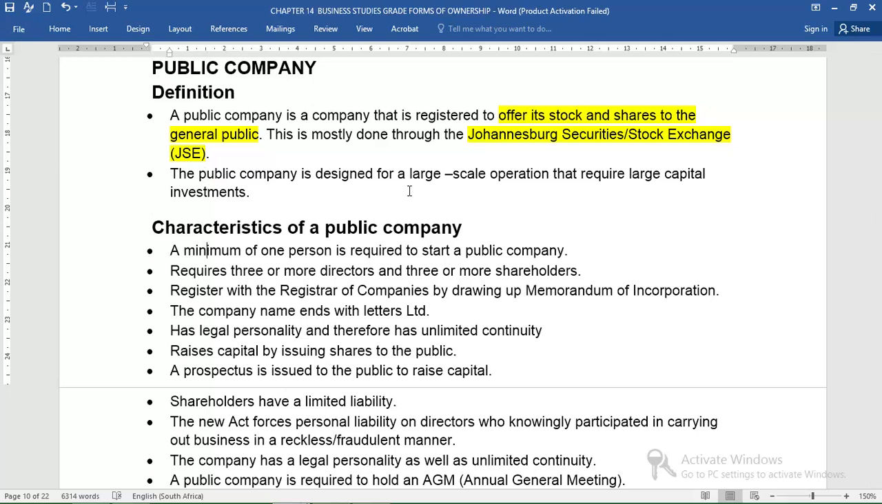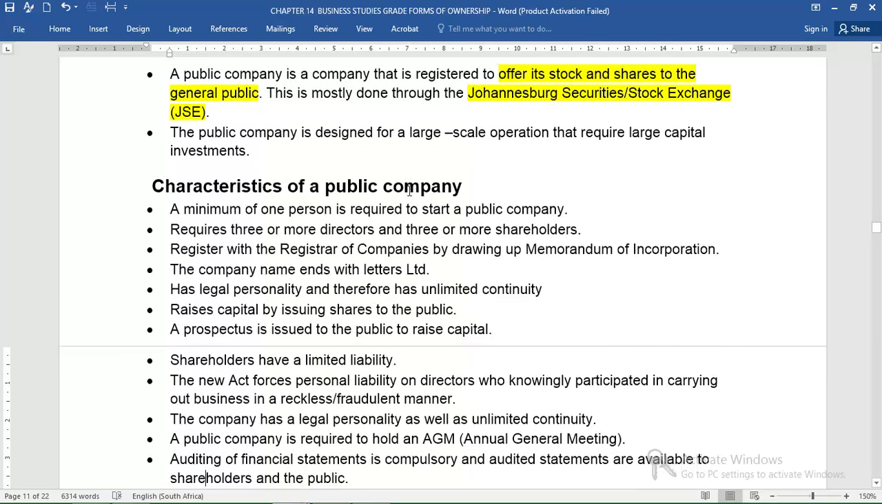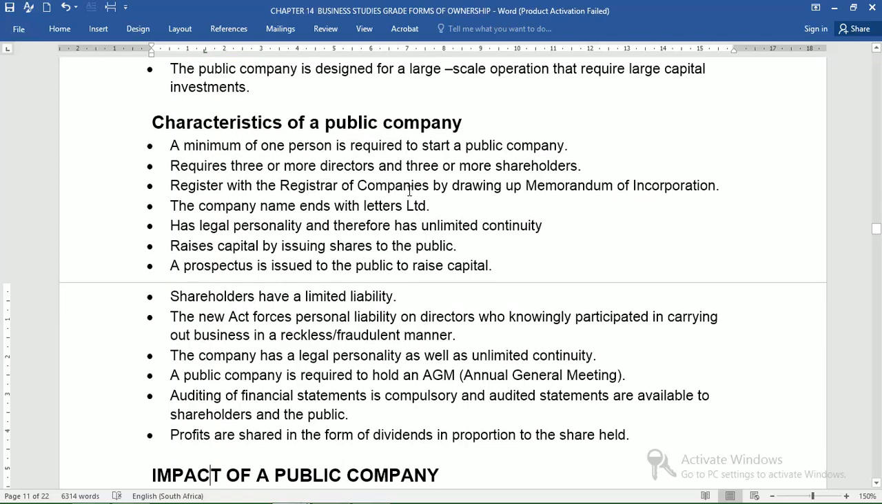Let's look at the characteristics now. Since a public company is a company for the people, it's a company for the public, these are the characteristics that it's supposed to have in order to establish a public company. One person is required to start a public company, which is similar to a private company. So it means you can start a public company and start to sell the shares on the JSE, right? You can do that, right? It requires 3 or more directors. This is now important. Please remember these numbers.